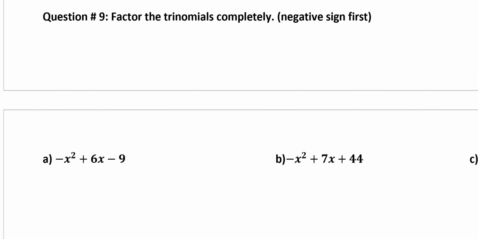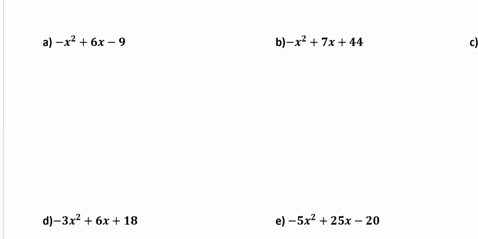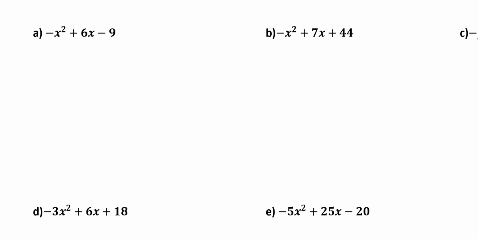Okay, for question number 9, I will continue to factor trinomials, but for these problems, I need to factor out the negative sign first. Okay, so let's take a look at a few of these problems here. I'll notice that there's a minus sign at the very beginning. So if there's a minus sign at the front of your trinomial, go ahead and factor it out by pulling out a minus sign at the front. Now, if you're pulling out a minus sign at the front, you're essentially dividing every single term by -1.